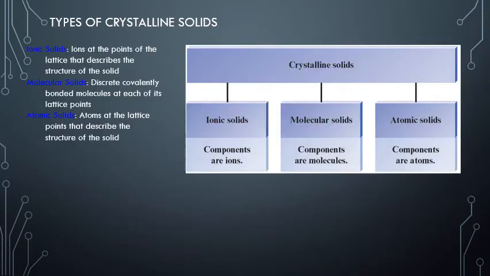We can break down the crystalline solids into 3 types. When we look at ionic solids, again, the ions at the points of the lattice that describe the structure of the solid. So again, you saw that with that diagram on the last page. So you have to break apart all of those different bonds between the ions to get them to break apart. Then we have molecular solids, and these are going to be covalently bonded molecules that are at each of the lattice points. So big, huge difference here.